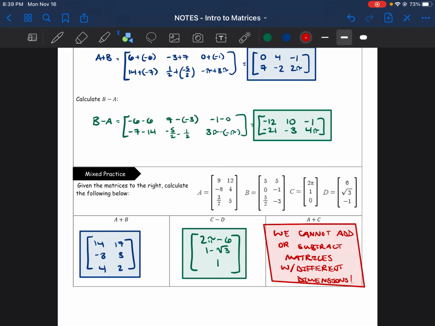In the next video, we're going to be looking at scalar multiplication with matrices and also multiplying matrices by other matrices.